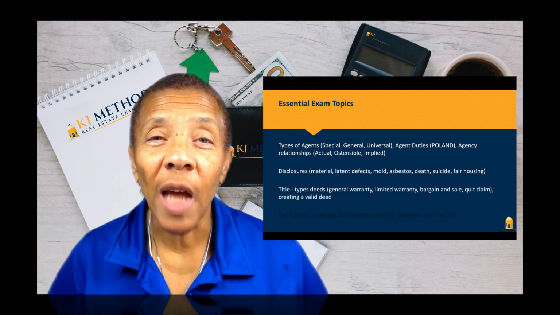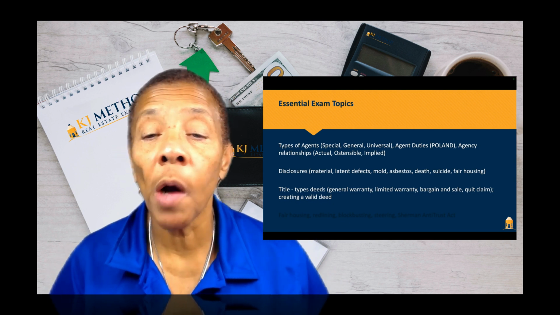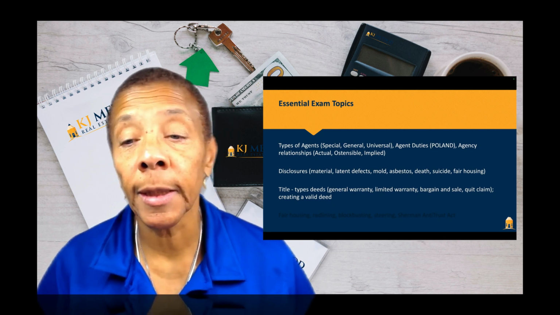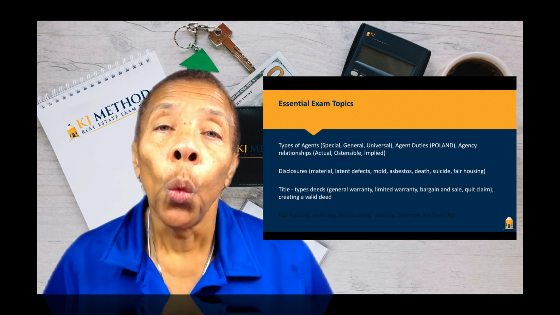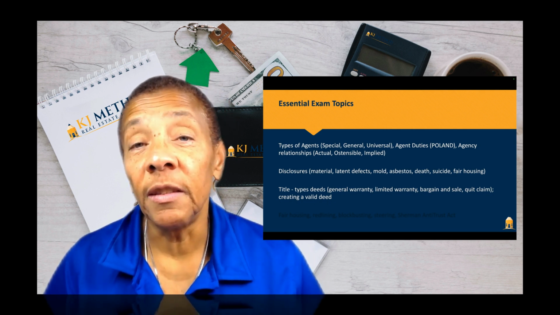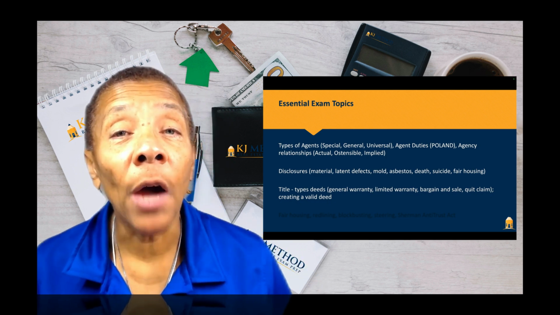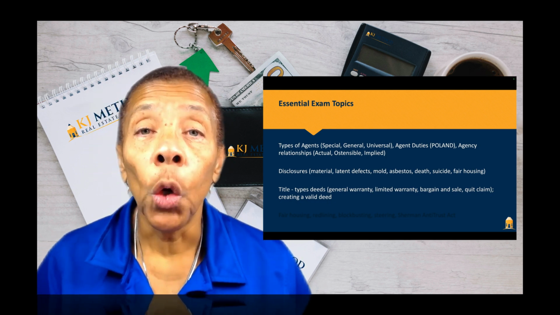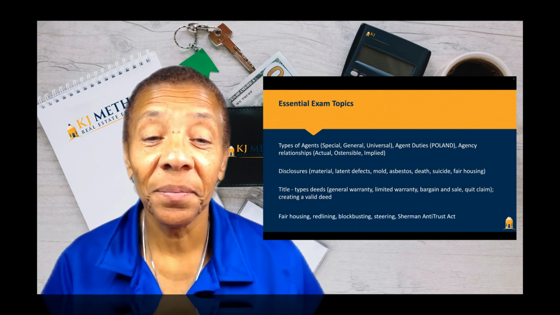Title. What are the types of deeds that we have? There are several types of deeds: a general warranty, limited warranty, bargain and sale, quitclaim deed, right? We have a number of different deeds. What warranties do each of these deeds have? Which warranties do they have? And how do you create a valid deed? What are the elements to creating a valid deed?